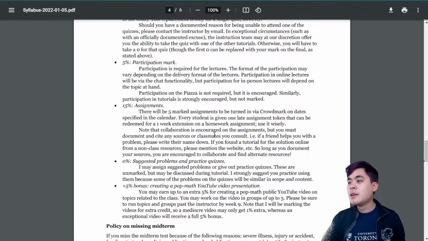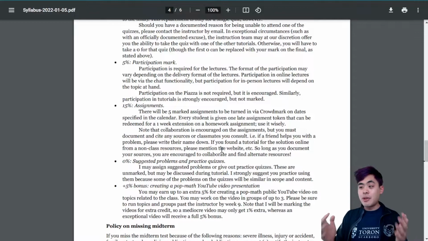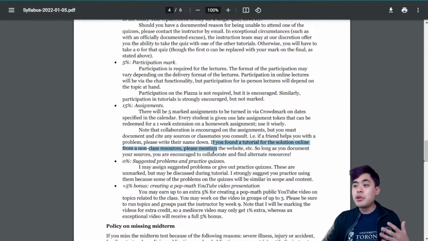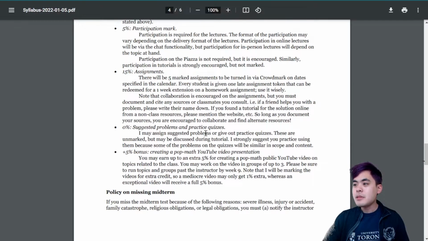Use it wisely. Note that collaboration is encouraged on the assignments, but you must document and cite any sources or classmates you consult. So if a friend helps you with a problem, just write their name down. You won't get any penalty for it, your friend won't get any penalty, but you have to write it down. If you found a tutorial for the solution online, just write it down, mention the website. So long as you document your sources, you're encouraged to collaborate and find alternate resources.